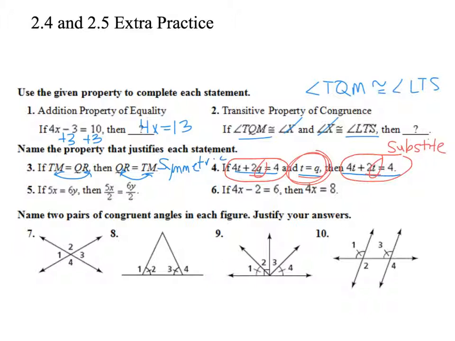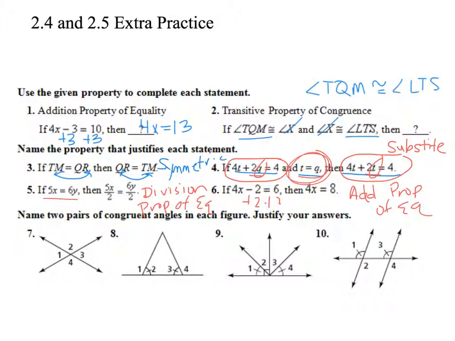Number 5, if 5x equals 6y, then what happened with 5x over 2 and 6y over 2? You're dividing both sides by 2, so it's the division property of equality. And number 6, if 4x minus 2 equals 6, why does 4x equal 8? Looks like all we did was just add 2 to each side. So this is the addition property of equality.